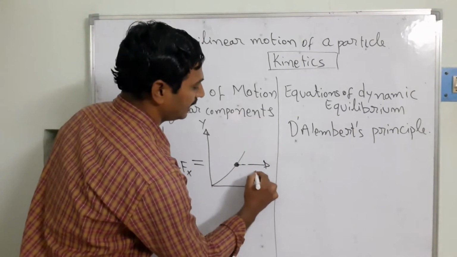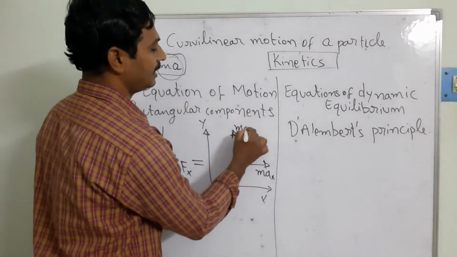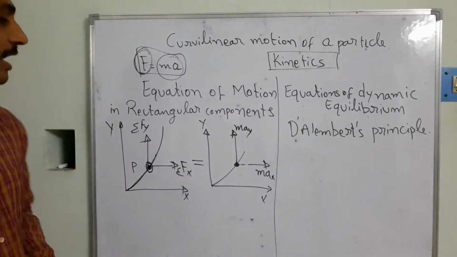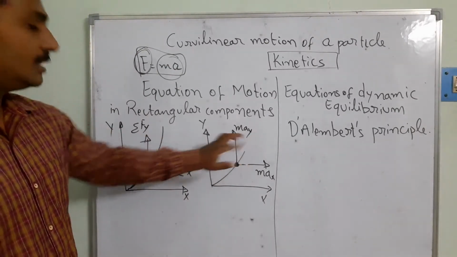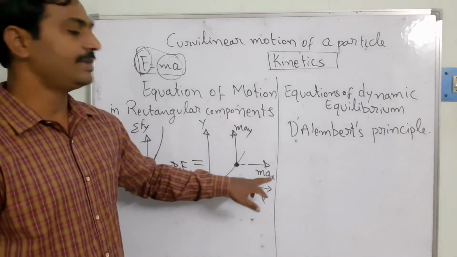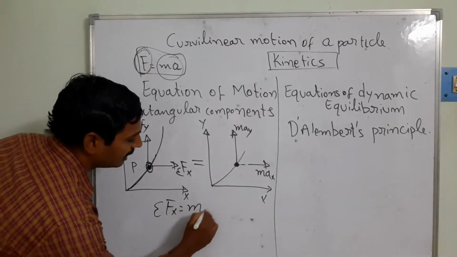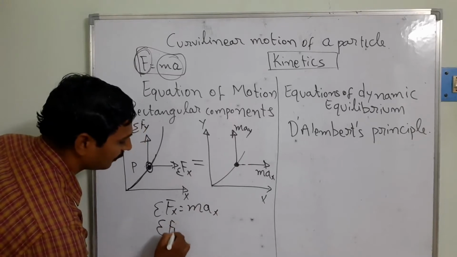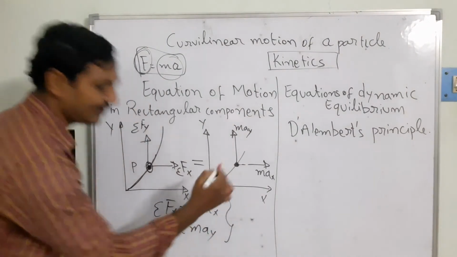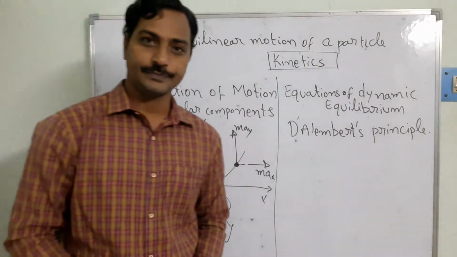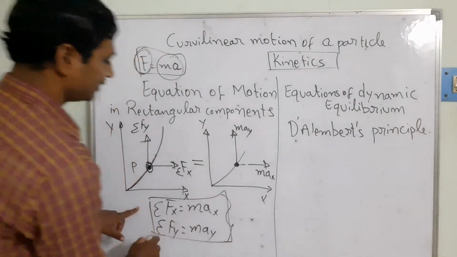So this I am going to be taking max, and similarly in the upward direction I am going to be taking may. Can you see, sigma f of y is equal to may, sigma f of x is equal to max. So that I am going to be writing here: sigma f of x is equal to max, sigma f of y is equal to may. Then these two equations we are going to call equations of motion. Right? So this way we have developed this equation.